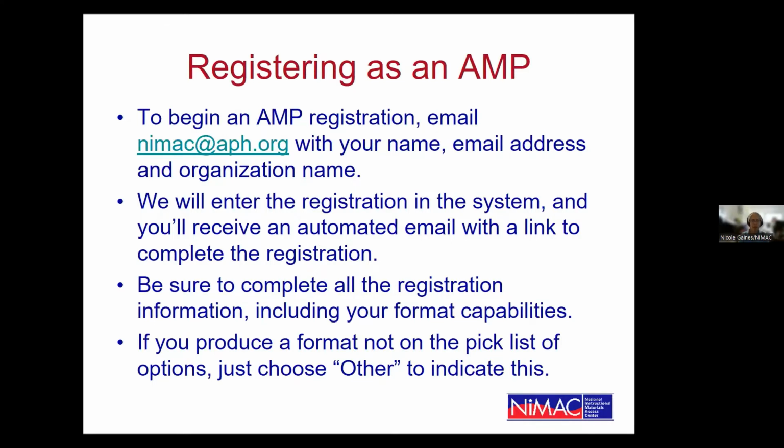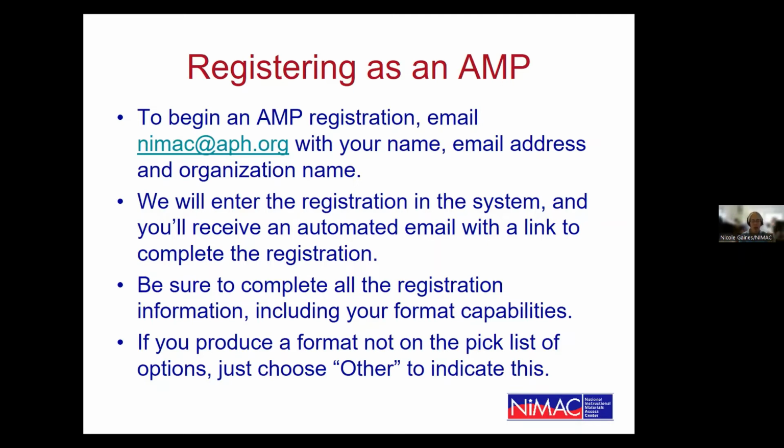Registering as an AMP, if you are not yet registered and you're thinking about it, is actually a pretty easy process. To start off, all you have to do is send us an email at nimac@aph.org with your name, email address, and your organization name. If you happen to be an independent transcriber and you don't have an organization name per se, just put whatever form of your name you would want to be shown to authorized users in an alphabetical list if they were going to pick you out to assign a file to you.